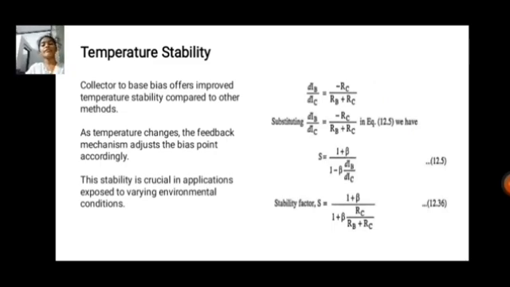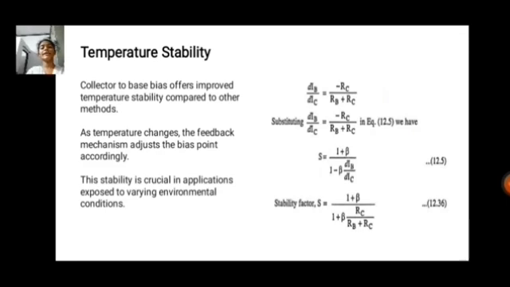In this slide, I will explain about temperature stability. Collector to base bias offers improved temperature stability compared to other methods. As temperature changes, the feedback mechanism adjusts the base point accordingly. This stability is crucial in applications exposed to varying environmental conditions.